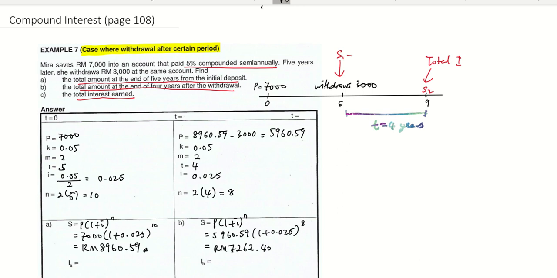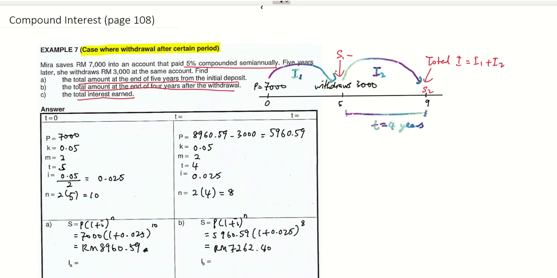So the total interest is, how to calculate the total interest? We will first find the amount of interest after 5 years, which we assume as I1. After that, we find the amount of interest for the 4 years after the withdrawal, which we assume as I2. So the total interest is equal to I1 plus I2.